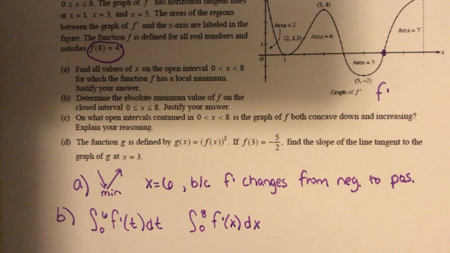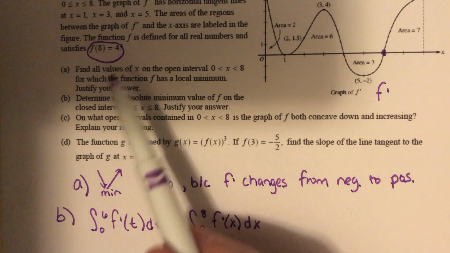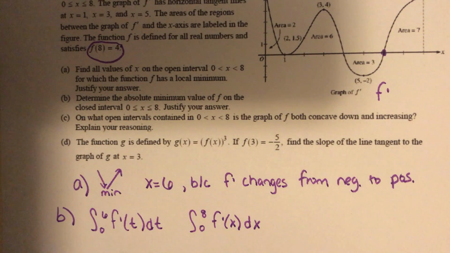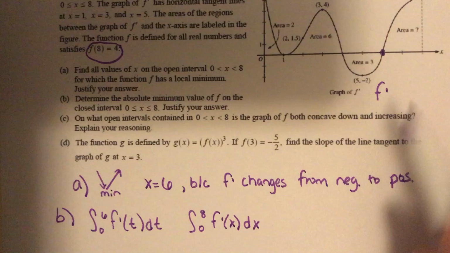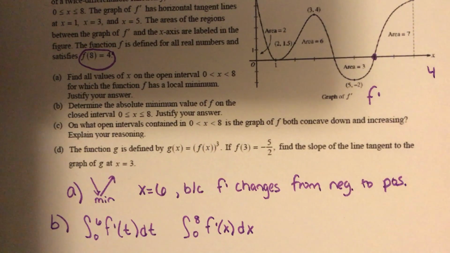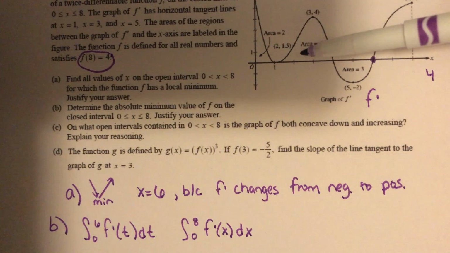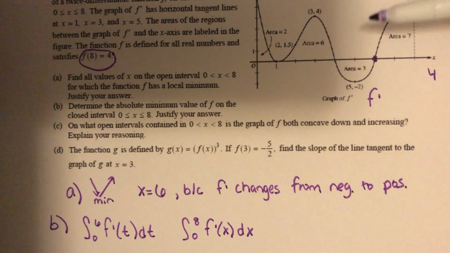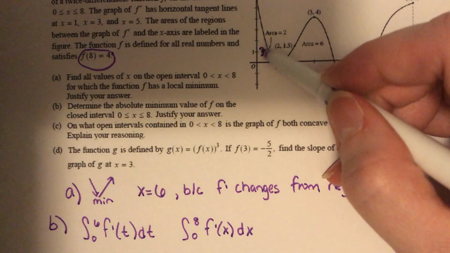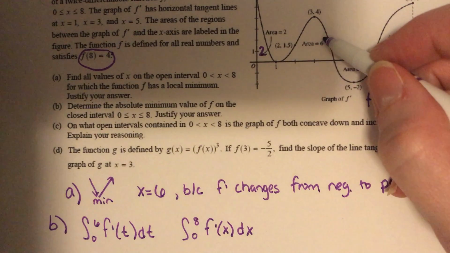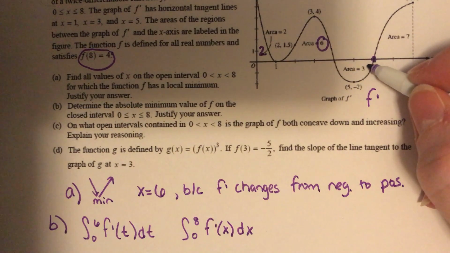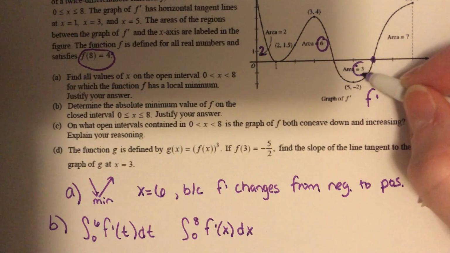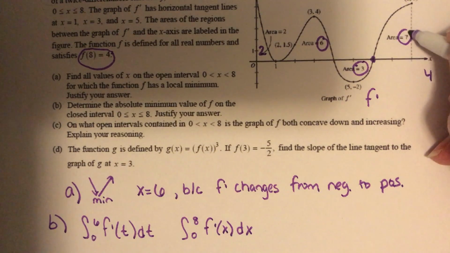So they tell us that f of 8 is 4. So that's my ending position. That means after I traveled this whole distance, I end up at 4. So they give us some areas, right? To find an integral, to go backwards from a derivative, we're going to find an area. So this area is 2. This area is 6. This is 3, but it's underneath the x-axis, so it's really negative 3. And this area is 7.